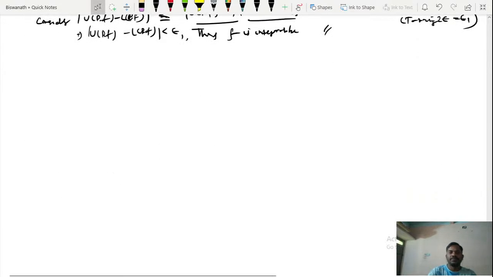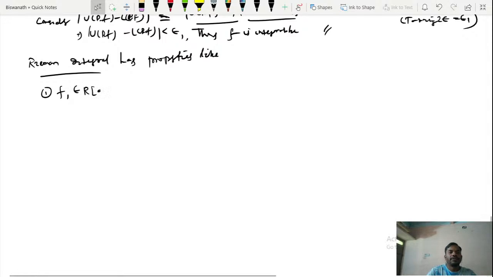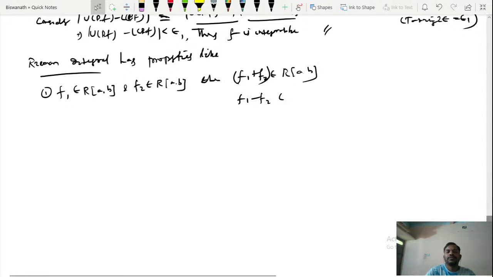Then the Riemann integral also has some properties. Suppose f1 is Riemann integrable on closed AB, and similarly suppose f2 is Riemann integrable on closed AB, then f1 plus f2 is also Riemann integrable on closed AB. Similarly, f1 minus f2 is also Riemann integrable on closed AB, and also their product is Riemann integrable. If we take the product or division, these are also Riemann integrable.